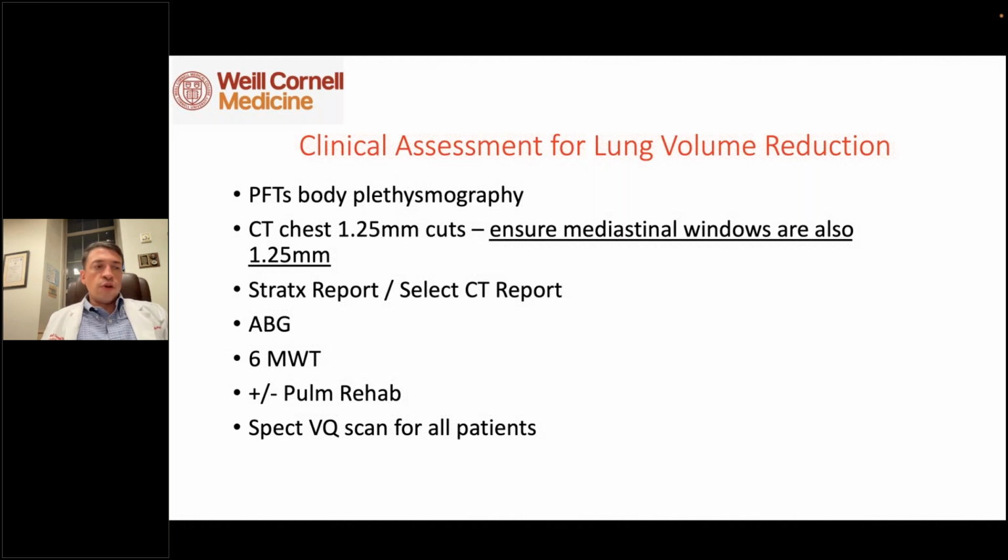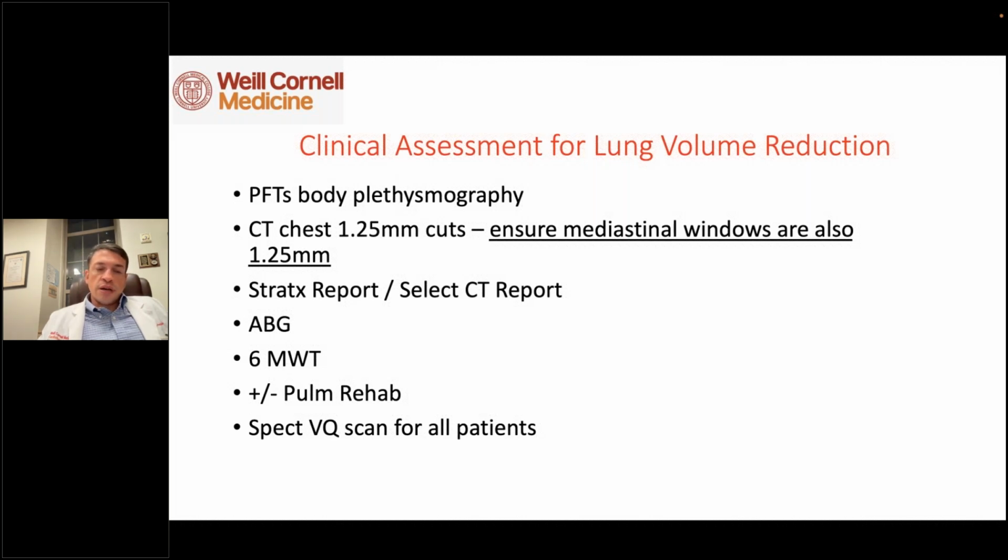So the workflow for a patient who's presenting for an evaluation and consultation is to obtain PFTs in the body pleth. Make sure that the CAT scan is done with 1.25 millimeter cuts. That will allow you to submit it and generate the StratX report.